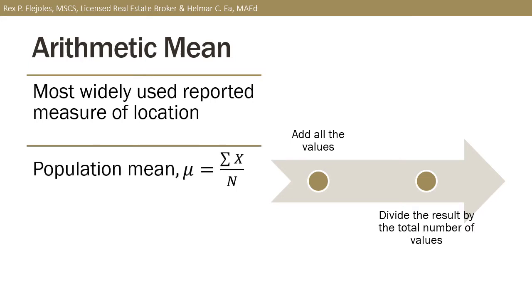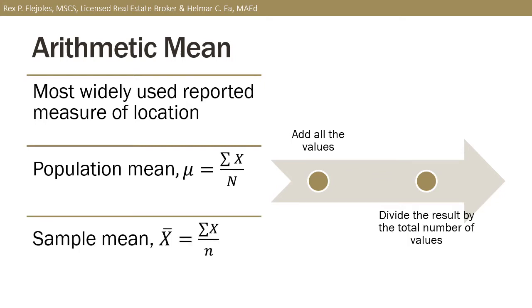Population mean is denoted by mu equals the sum of the population values divided by the population size. The result is an example of a parameter. While the sample mean is denoted by x bar equals the sum of sample values divided by the sample size. The result is an example of a statistic.